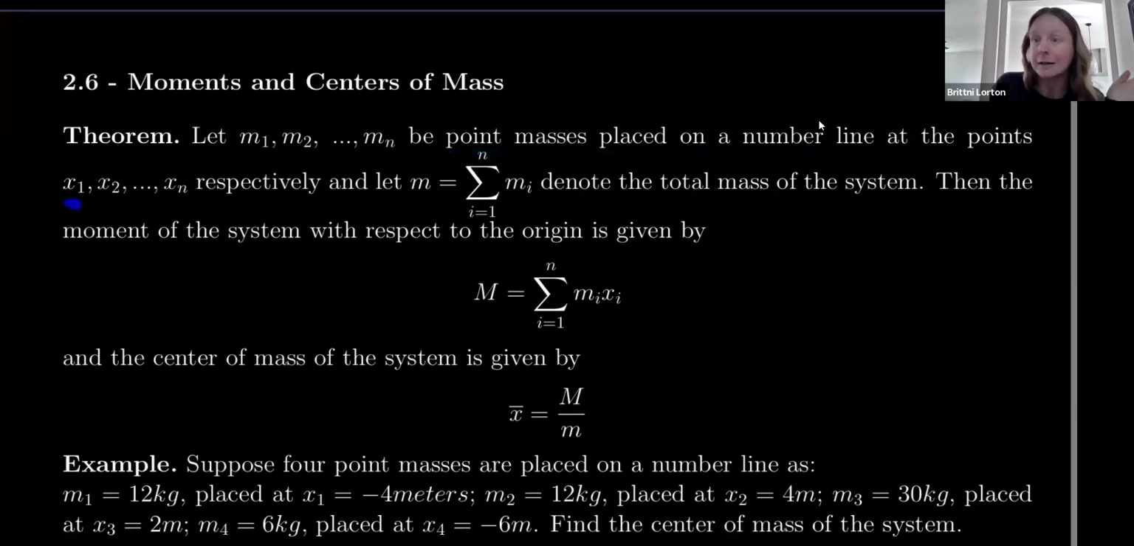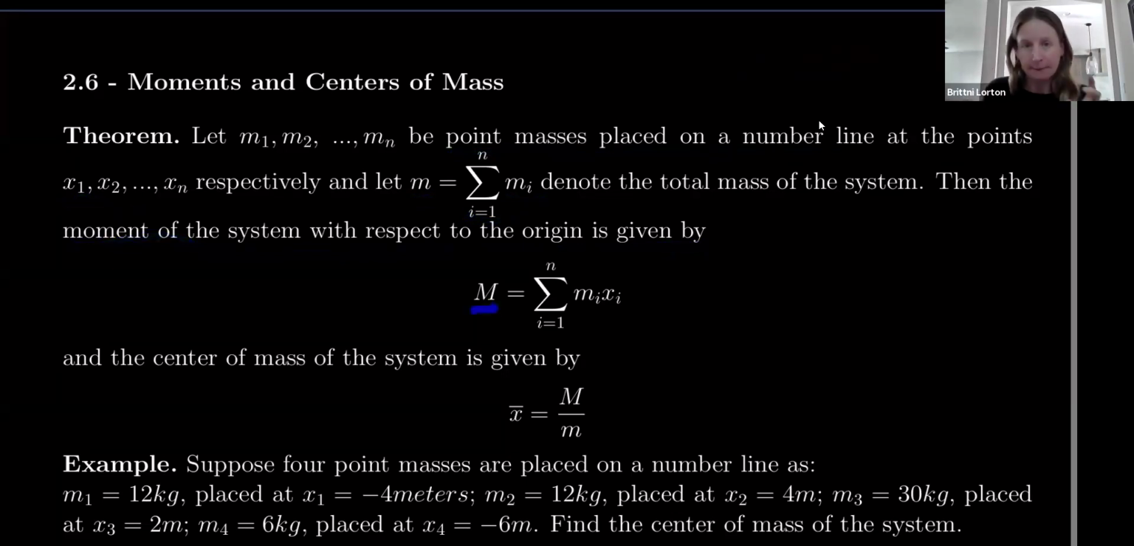At the points, we're going to place their locations at x1, x2, etc. And then lowercase m is going to be the total mass of the system. So the sum of all of the masses, you just add up the total mass. How much does everything add up to? Then the moment of the system with respect to the origin, it's kind of like a weighted average is what we're going for at the end of the day.